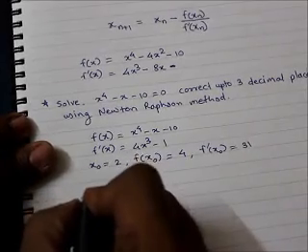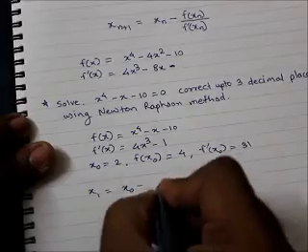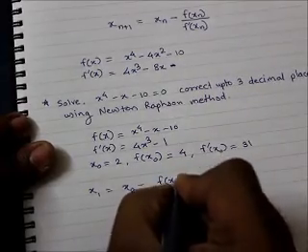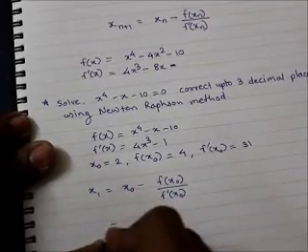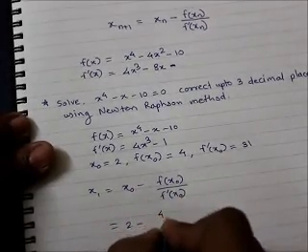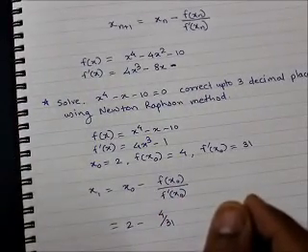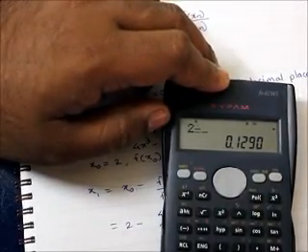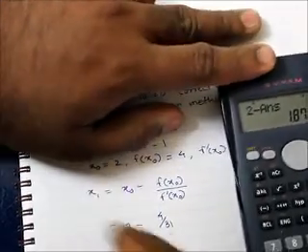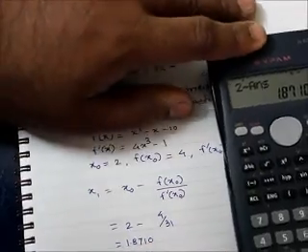Alright, so let's go with our first iteration. X1 will be x0 minus f of x0 divided by f dash x0, so nothing but 2 minus 4 upon 31. Okay, let's see how much that is. That is 1.8710.